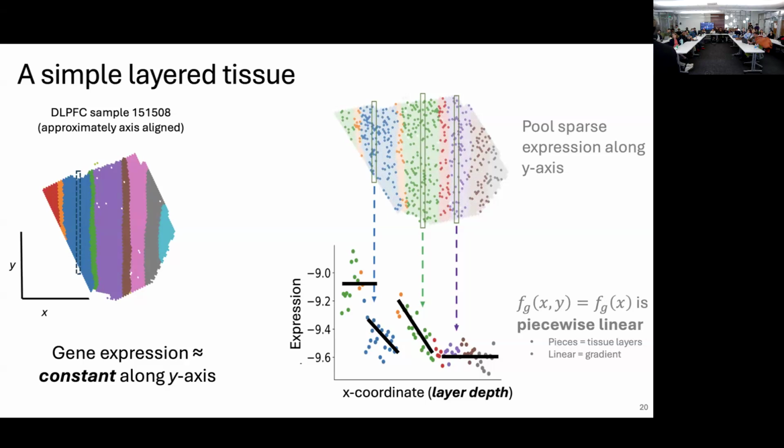One very simple model that you can use to describe this kind of data is a piecewise linear model, where you have pieces that describe these different layers, and then gradients that describe smooth variation within a layer. Of course, you could also use more complex models, but to start simple, a piecewise linear model seems like a fairly simple way to describe this type of data.